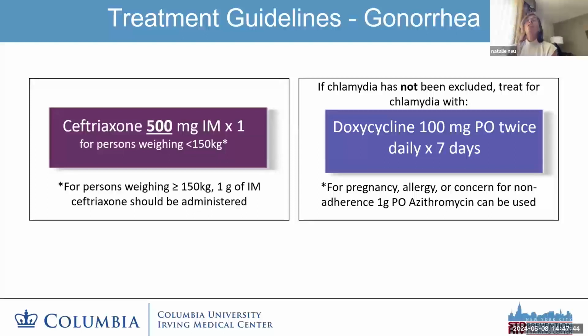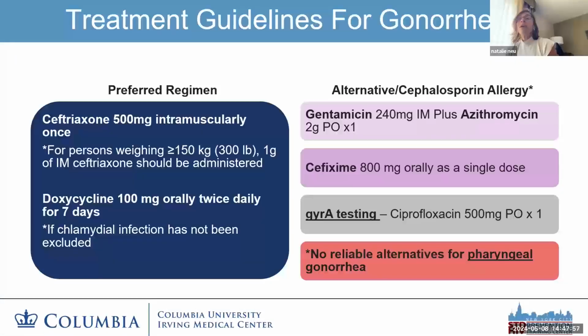Next slide. If he were to come in and you couldn't do a gram stain and you weren't sure that it was gonorrhea, you would have to treat empirically for both gonorrhea and chlamydia. The guidelines changed in that as well for the first drug recommended, and now it's doxycycline, 100 milligrams twice a day for 7 days. The other thing that's now in the guidelines is the alternatives. Gentamicin 240 milligrams IM and azithromycin 2 grams once is recommended as an alternative.